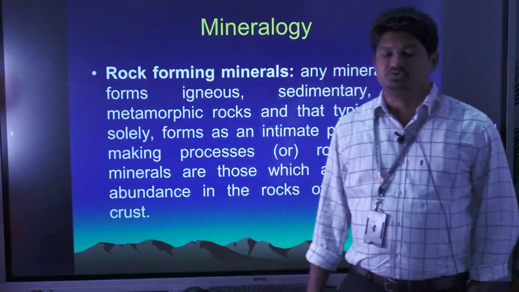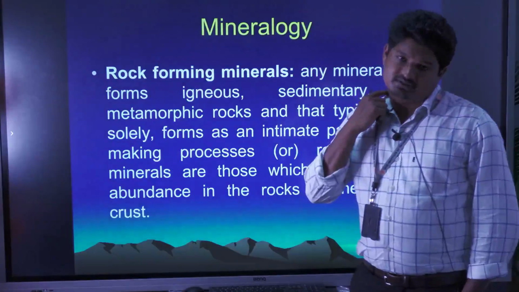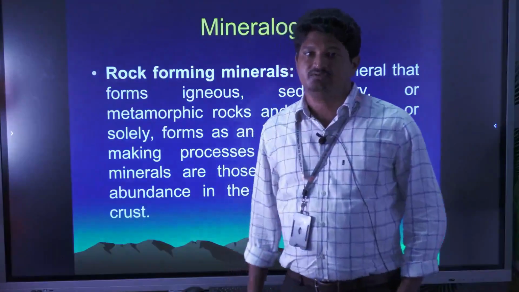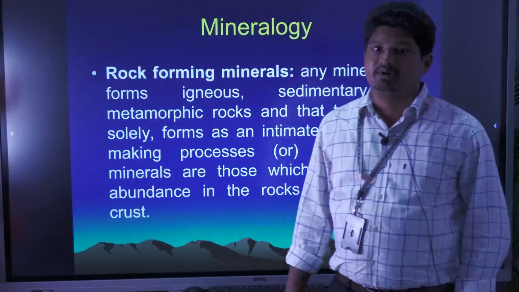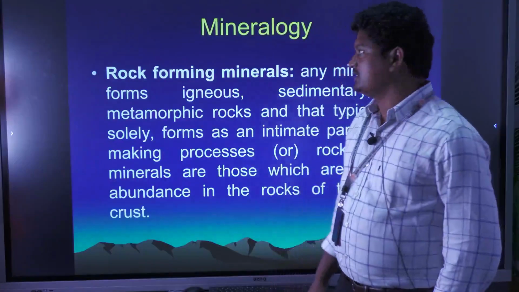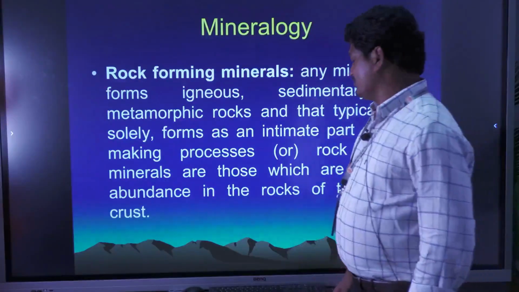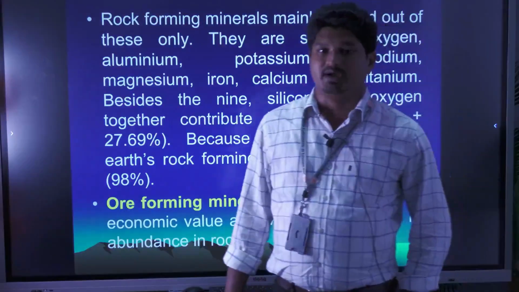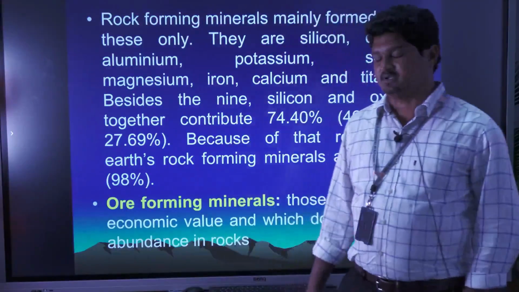On the earth's surface, almost 90% of minerals are rock forming minerals. Rock forming minerals have an abundance of silica. Ore forming minerals are those that contain economic value, so they are called ore forming minerals.